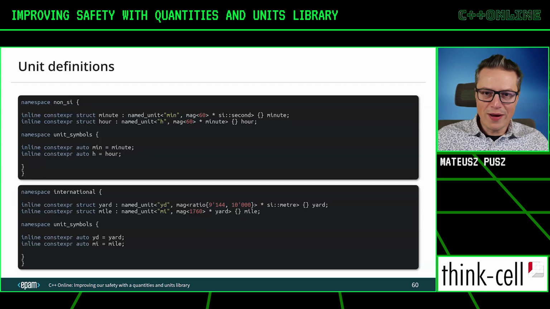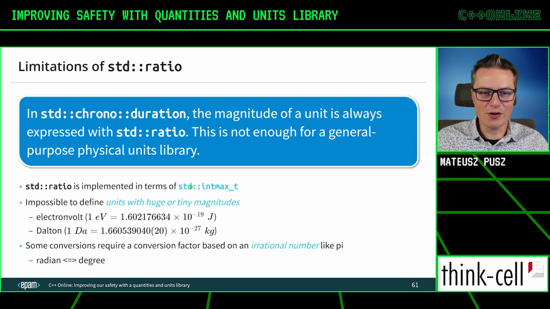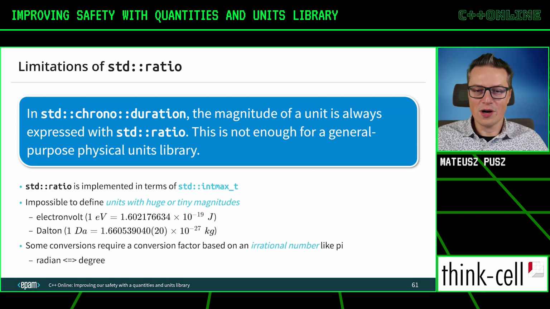Why do we use this magnitude feature instead of ratio? And also why are we not using std ratio, but our own ratio here? It turns out std ratio has some limitations. In std chrono duration, the magnitude of a unit is always expressed as std ratio. This is not enough for a general purpose physical units library. Std ratio is implemented in terms of std intmax_t, which is always a 64-bit number on 64-bit platforms. It will not even grow if something bigger is introduced because of the ABI issues we may have. So it's fixed forever for this precision.